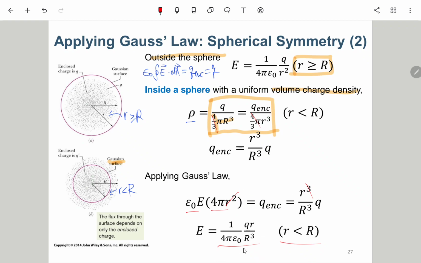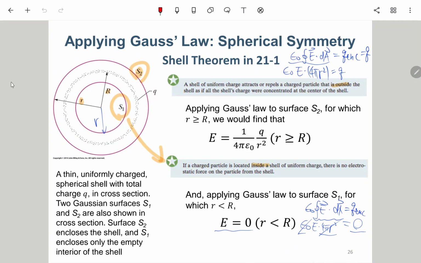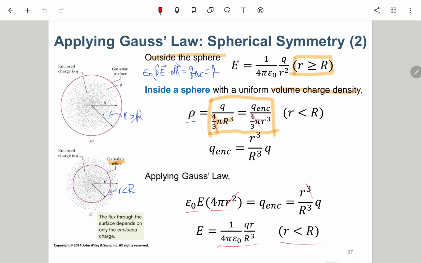So the expression of the region outside the spherical charge ball and inside it is different. Inside, the E field is linear to the radius, and outside it is as if all the charges are concentrated at the center. This is different from the previous case, which is only a spherical shell, where no charge is distributed inside the sphere. But in this case the charge is distributed uniformly over the whole sphere, so there is still some E field inside.